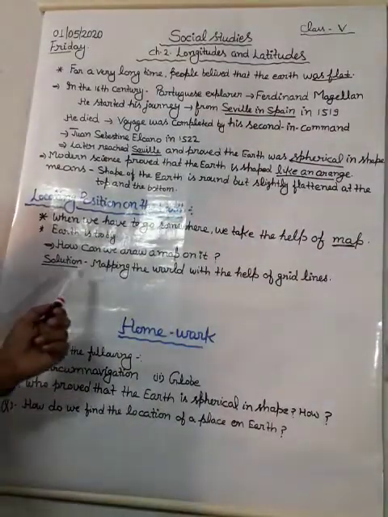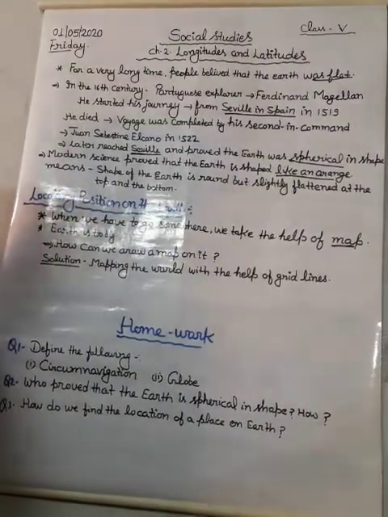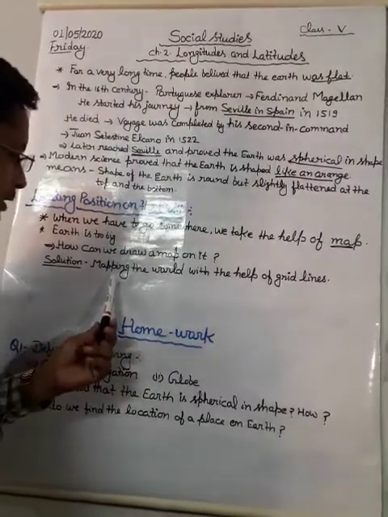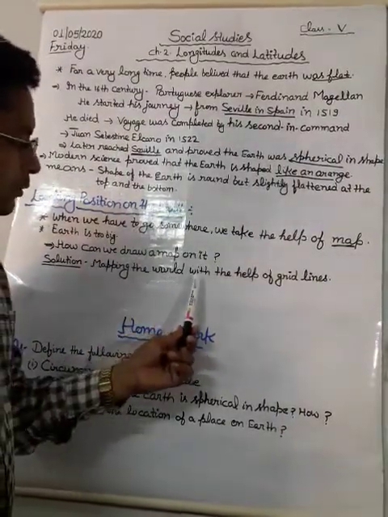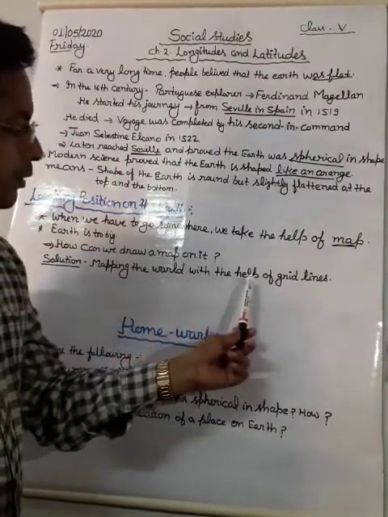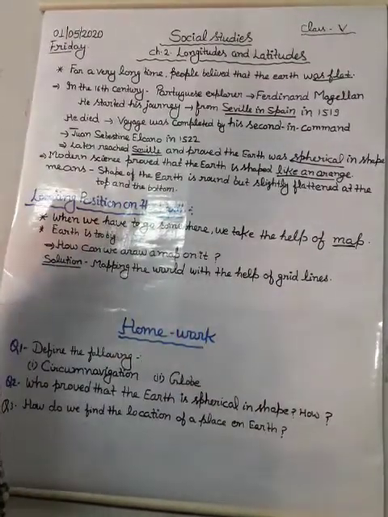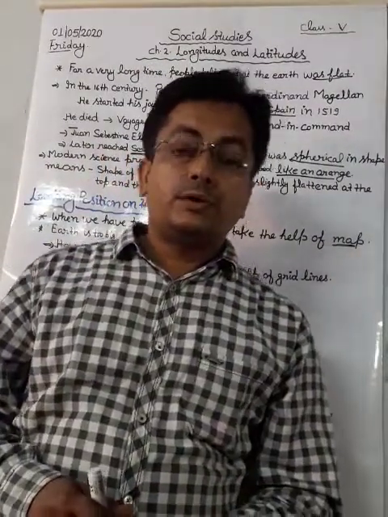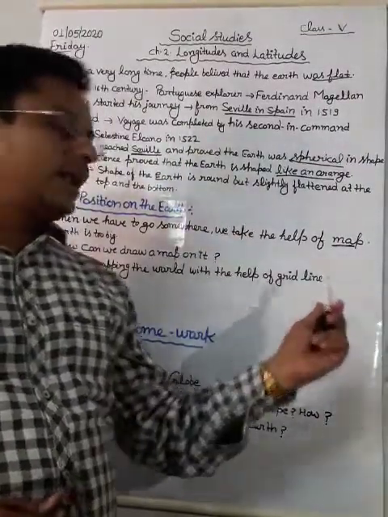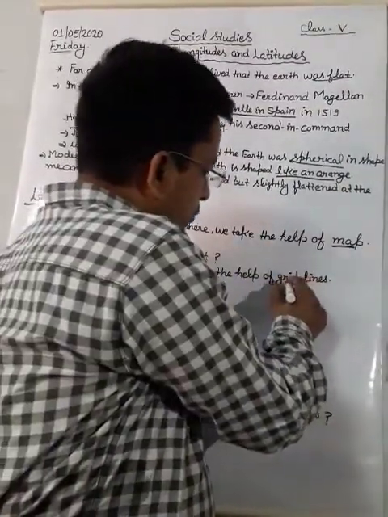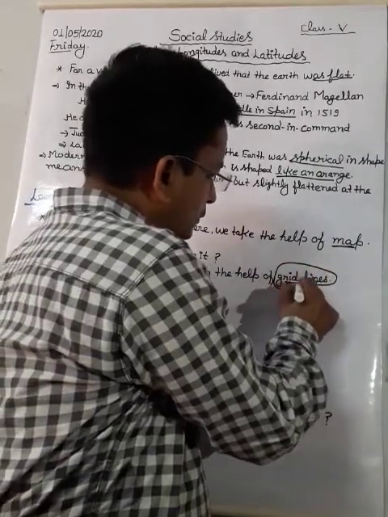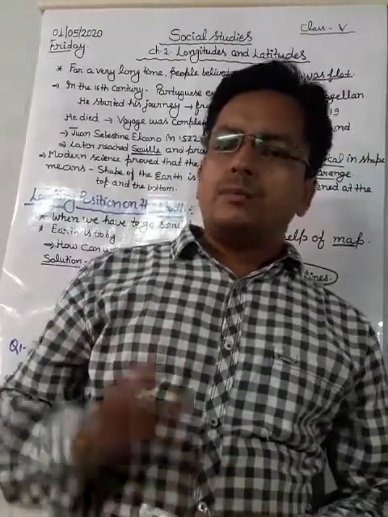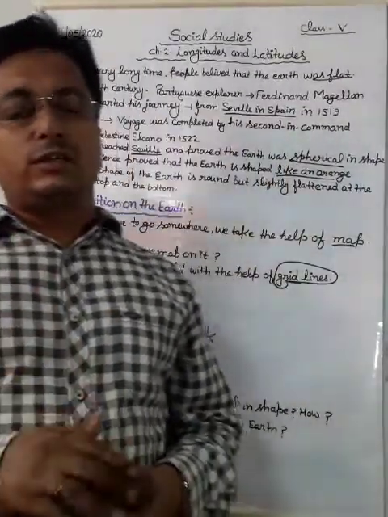But if there is a problem on the earth, there is a solution. So what is the solution? Mapping the world with the help of grid lines. We can draw a map of the world with the help of grid lines. So the solution is grid lines. With the help of grid lines, we can draw a map of any place that is located in the world.